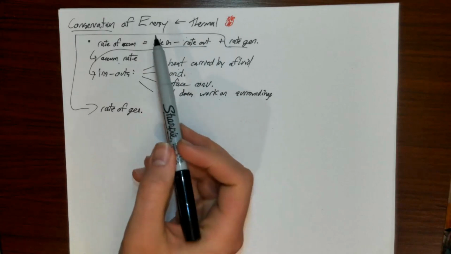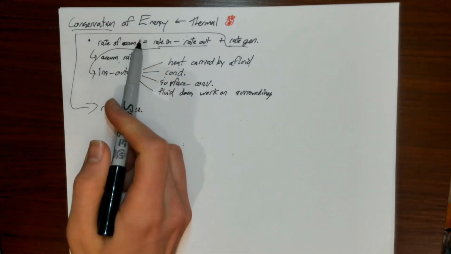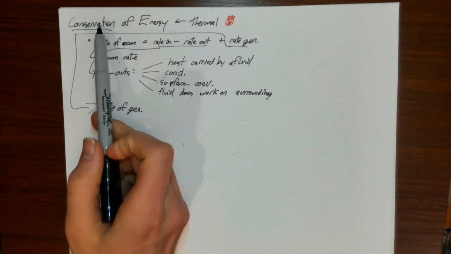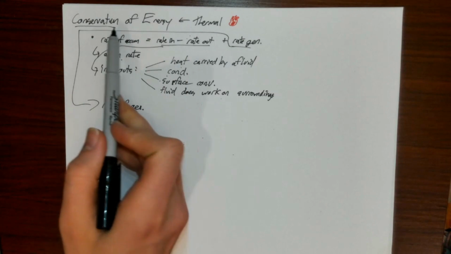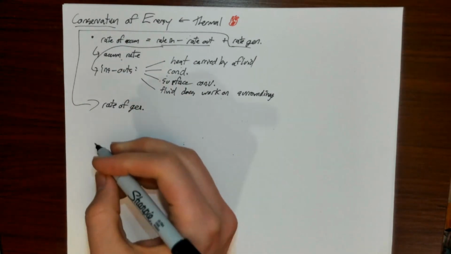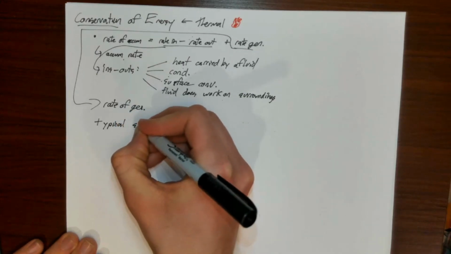Then we're going to say, hey, you know, the general form of this conservation of energy is going to be a little bit messy, and oftentimes it'll be a bit cumbersome to use the entire conservation of thermal energy equation. So we'll talk about typical simplifications.